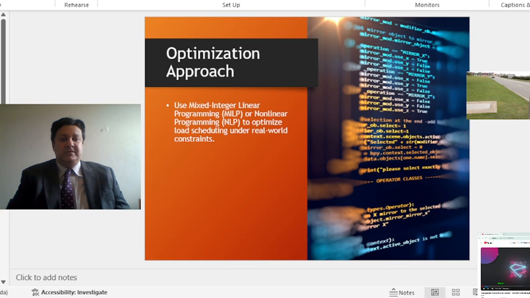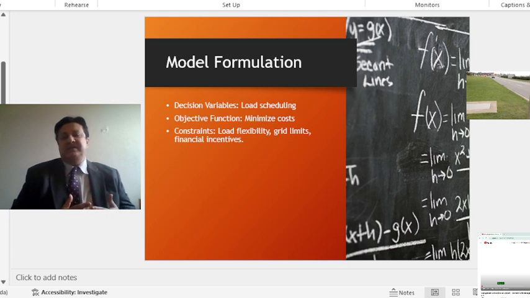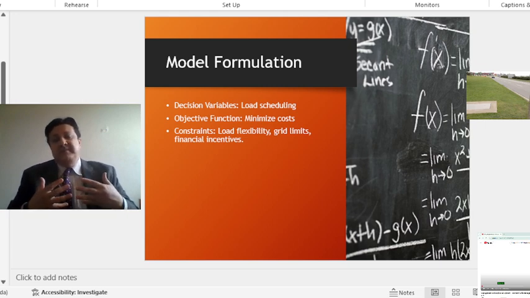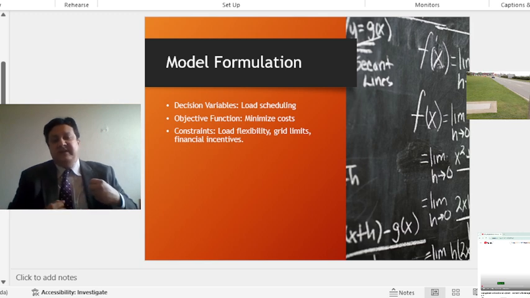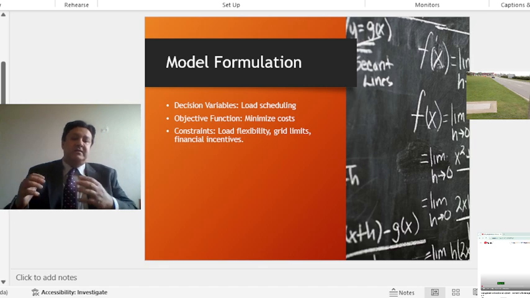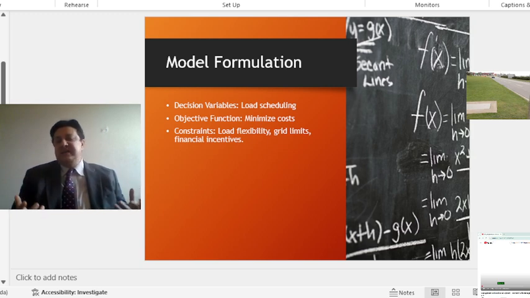We can talk about those methodologies as well. If we talk about the decision variables, they are the power consumption scheduling for controllable loads, determining when and how much energy is consumed. And the objective function is to minimize the total electricity cost and peak demand penalties by shifting loads to non-peak hours. The constraints are load flexibility, user preferences, grid limits, and financial incentives.